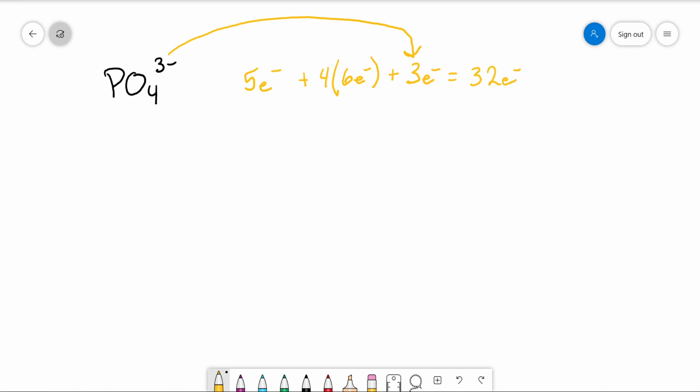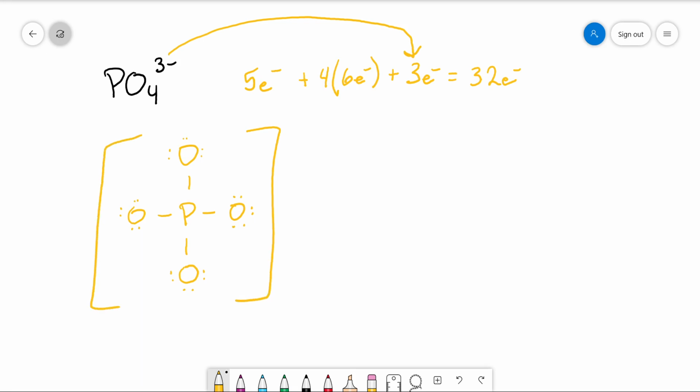Okay, so we can actually come up with a couple different Lewis structures for this one. So let me do this one first. There's 2, 4, 6, 4, 6. And that is 32 electrons. Everybody has a full octet, so we can call that good. Let's give it the charge.